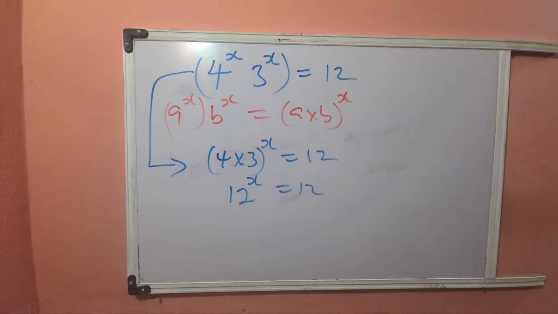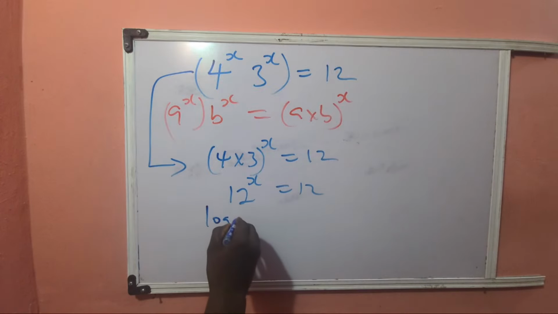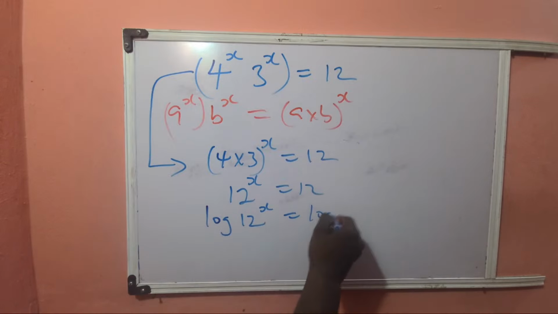Don't forget the question said, solve with the aid of logarithm. So what you need to do next after using the law of indices is go on to take the log of both sides, which I believe you can all do easily. So taking the log of both sides, we have log 12 to the power of x equals log 12.